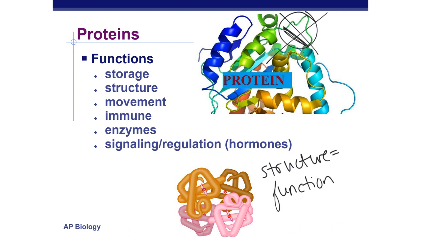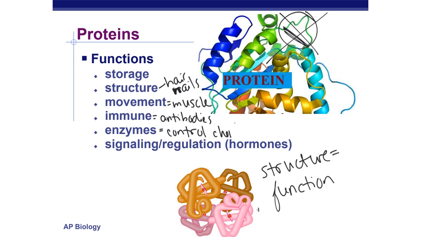So proteins have a wide variety of functions. They can, again, help with storage. They can help with structure. In particular, if you think like hair and nails, the protein in those that gives those some structure is keratin protein. Movement, muscle cells are made heavily of proteins that allow for movement. Some of our immune things like antibodies are made of proteins. Enzymes we've mentioned before that they control chemical reactions. That's going to be our next video, is exactly how those work.